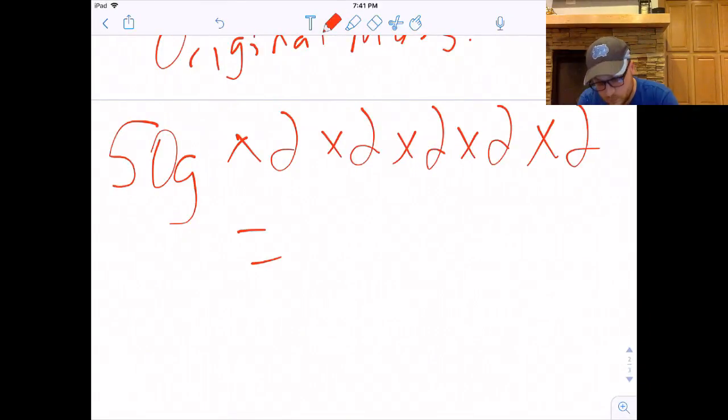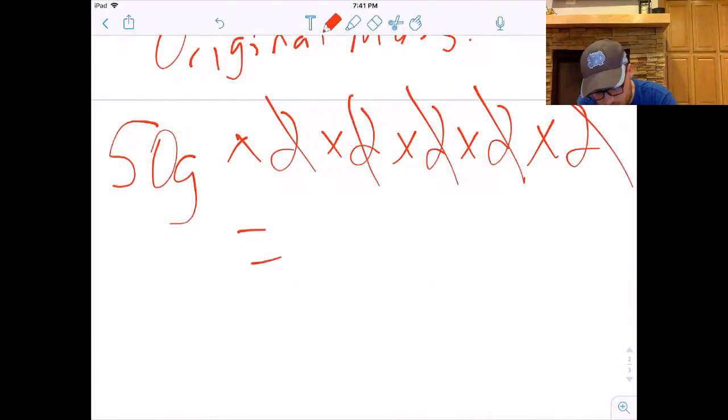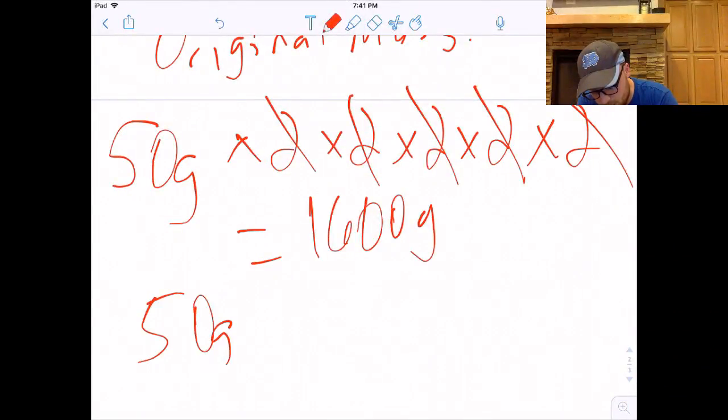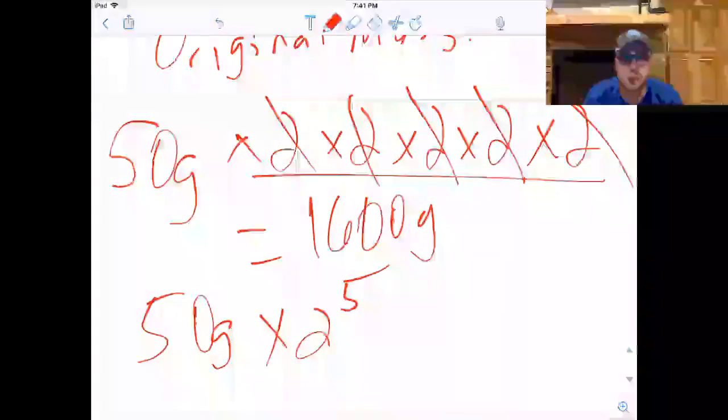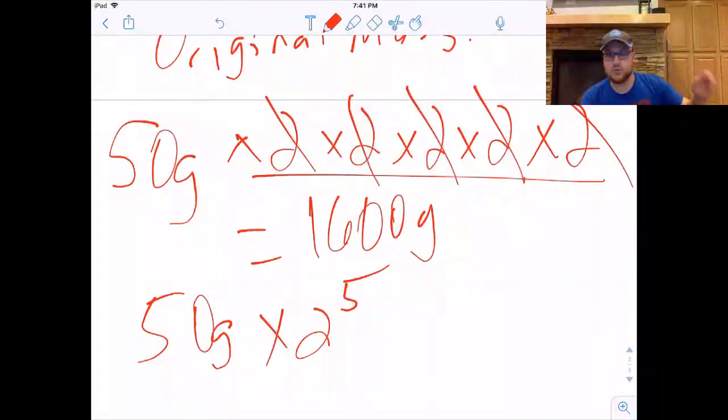100, 200, 400, 800, 1600 grams. Or you can do 50 grams times 2 to the 5th, because that's the same as that. But honestly, I think it's just easiest if you just multiply 2, 2, 2, 2, 2, or divide by 2, 2, 2, 2. Instead of using an exponent, because you could put in the exponent wrong, or make a silly mistake, or make it backwards, or do 2 to the 1. Who knows? Once exponents get involved, you can make a silly mistake somewhere.